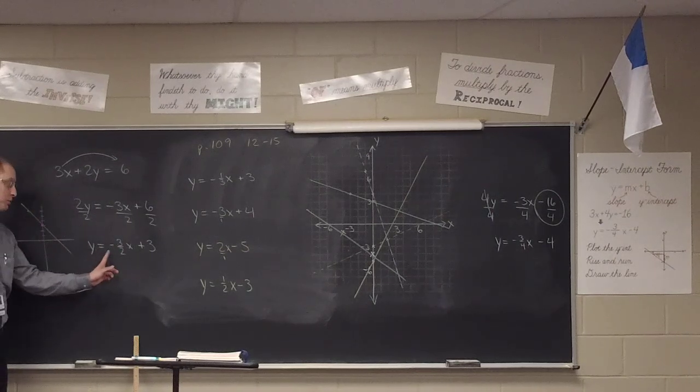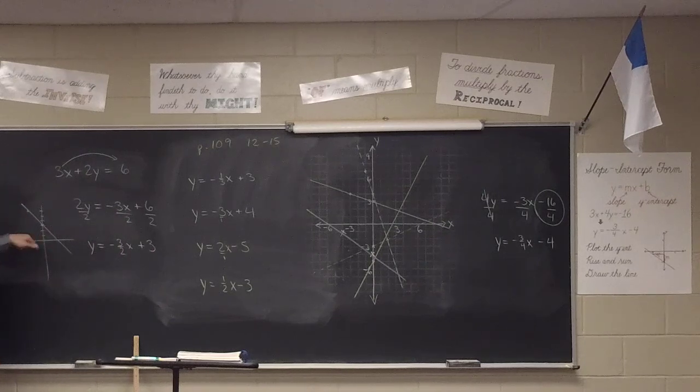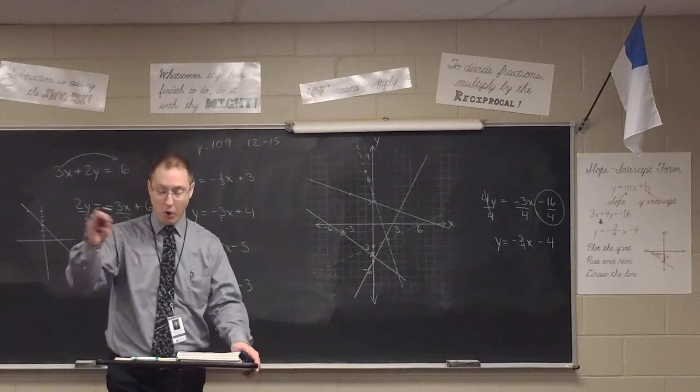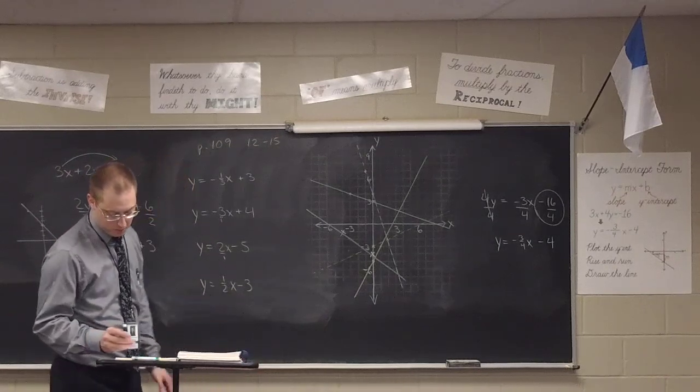Okay, so get the y by itself. Make sure you have that y equals mx plus b form. Plot, rise, run, connect the dots. Super easy. You're in your textbooks there. Set up one more graph grid. And I want you to do page 109.